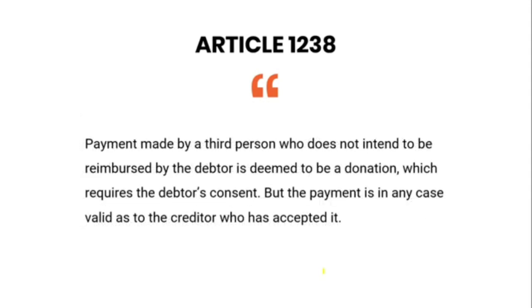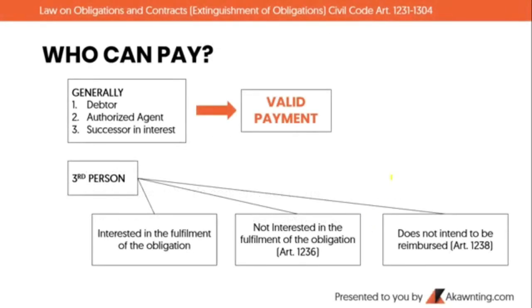Next na related article is Article 1238. So, payment made by a third person who does not intend to be reimbursed by the debtor is deemed to be a donation, which requires the debtor's consent. But the payment is in any case valid as to the creditor who has accepted it. Okay? So, ayan.